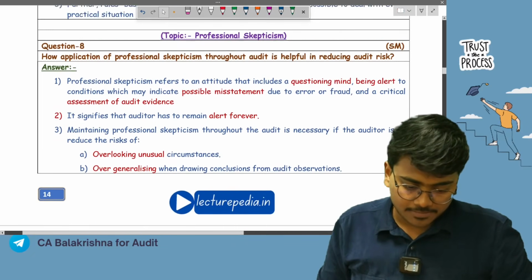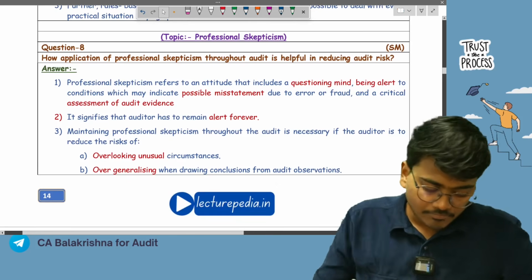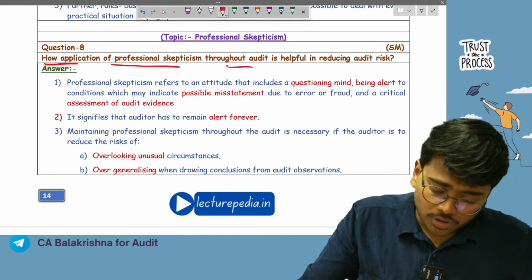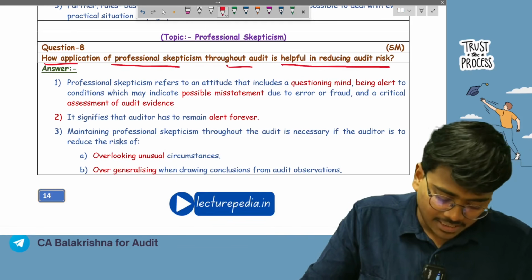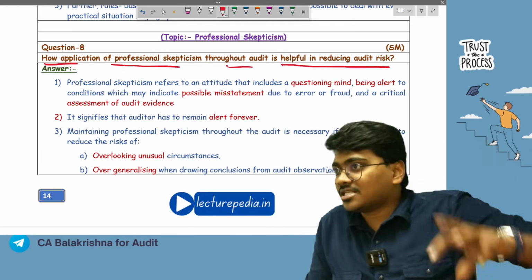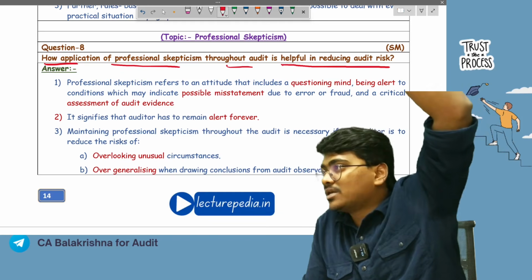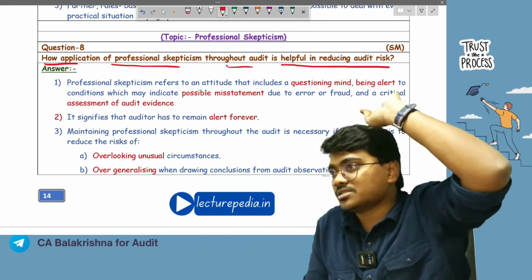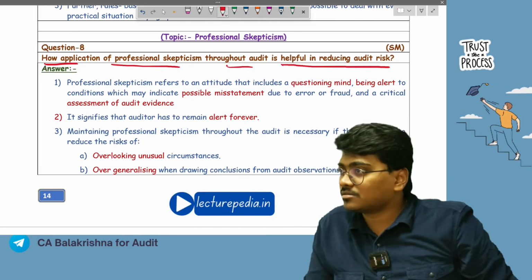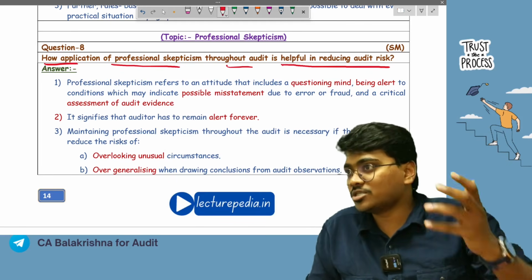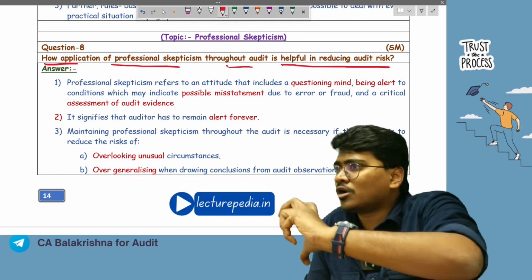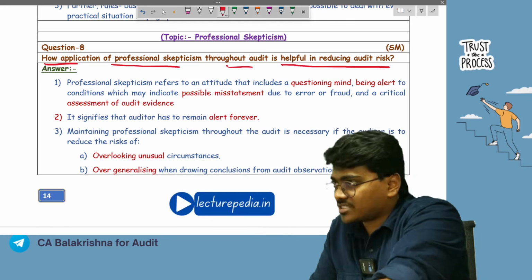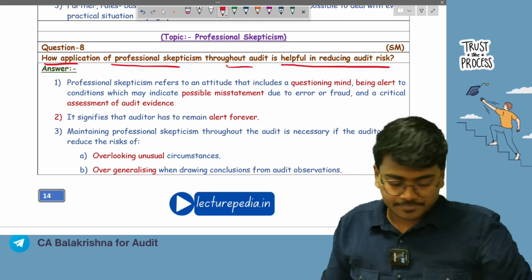Question number 8. How is the application of professional skepticism throughout the audit helpful in reducing audit risk? The 3 points we have discussed now: overgeneralizing, overlooking, and inappropriate assumptions. Those 3 points you need to write down. But you should not straight away write those points. You should first of all explain what professional skepticism is, then go for that.